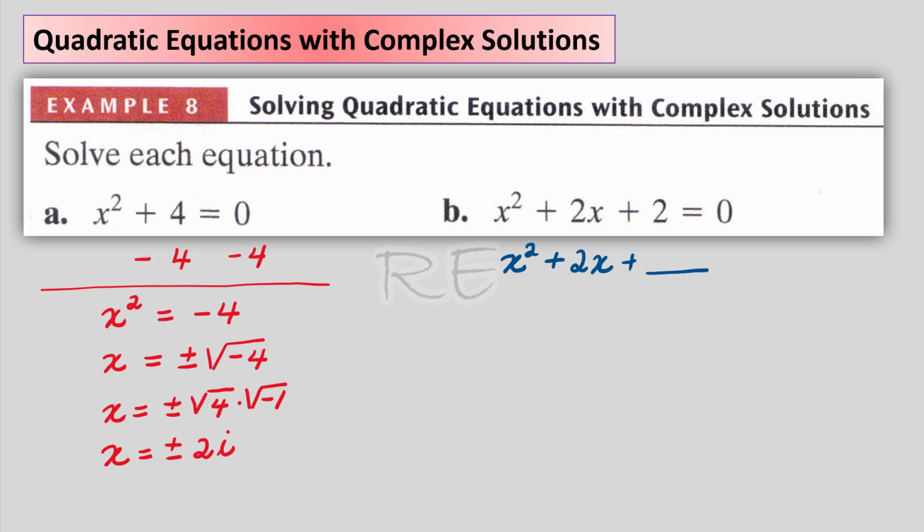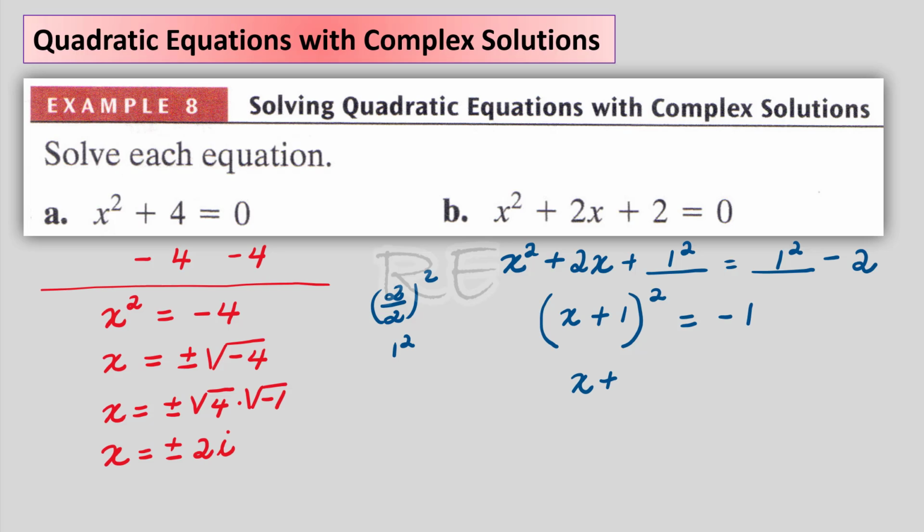x squared plus 2x plus a missing part is equal to the missing part minus 2, when we transpose 2 to the right side. The missing part is (2 over 2) squared, so the missing part is 1. So we add 1 to both sides, and the left side becomes a perfect square, (x plus 1) squared. The right side, 1 minus 2, is -1.